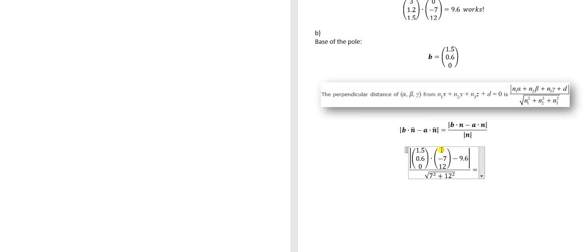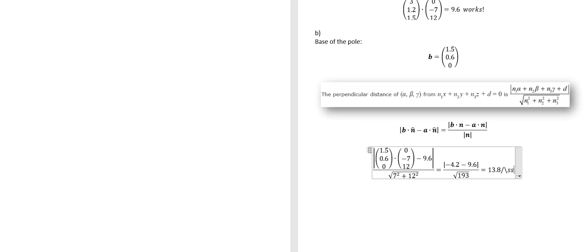Firstly, this dot product: 1.5 times nothing for the first item, 0.6 times -7 for the second item, and then 0 times 12 for the third item. So we'll get a minus 4.2, take away 9.6, and remember the whole thing is being modulated, and we're dividing by this awkward surd on the bottom. So we have 144 and a 49 gives us 193. And on the top we have that 9.6 and that 4.2 giving us 13.8.